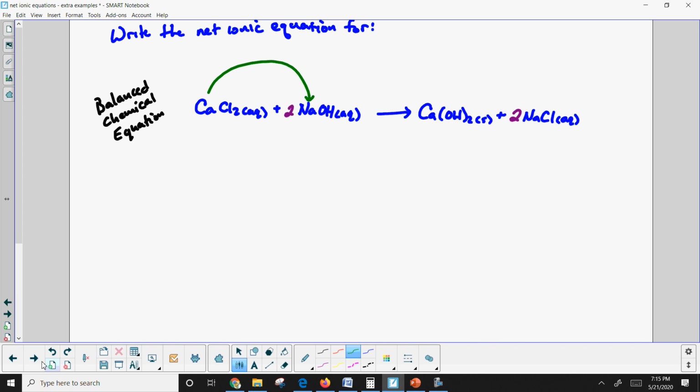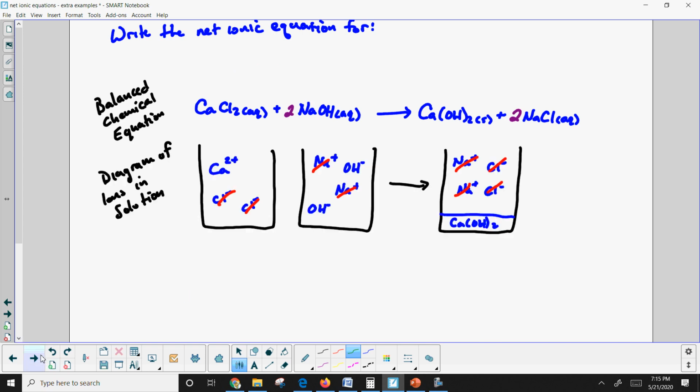Now, I'm going to show it again. You don't have to always do this. It's going to help you understand what's going on. This is a diagram of the ions that are in solution. Let me just get rid of these crossings here. Here we go. Get rid of those. So this is a summary of everything that's in solution.